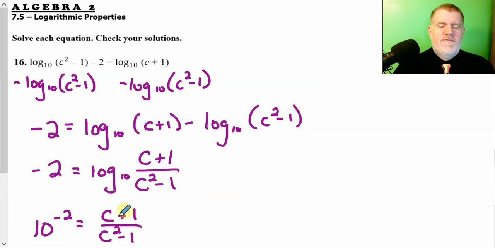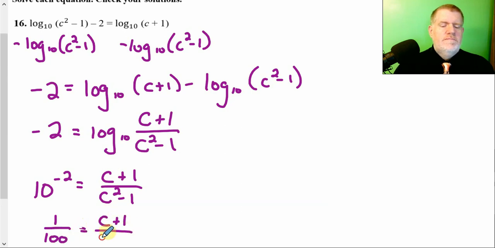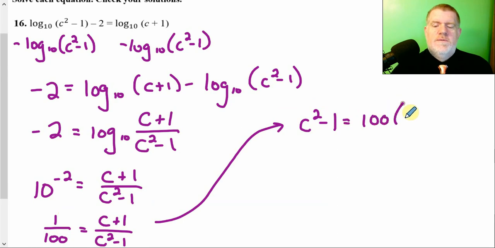Now how do we solve this one? Scoot it down just to make it one more line here. Now 10 squared is 100. But what's that negative do? It puts it in the bottom. All right, so let's jump it over here. I'm going to cross multiply. Basically, I'm multiplying both sides by 100, and I'm multiplying both sides by c squared minus 1. So I get c squared minus 1 equals 100 times c plus 1.